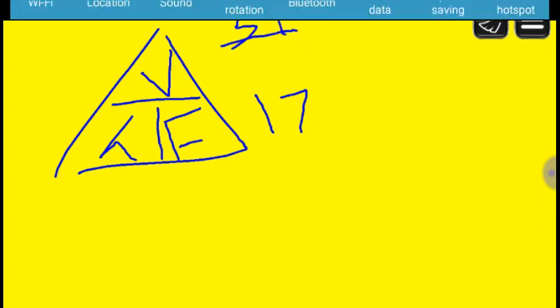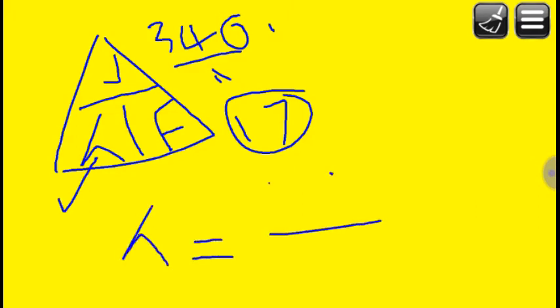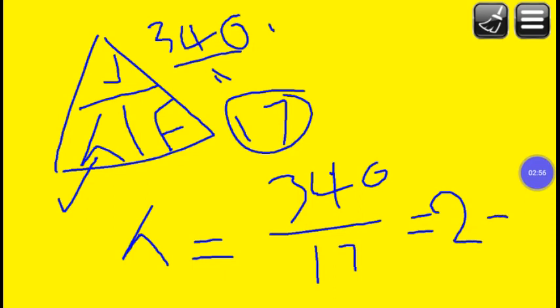If you know that the frequency equals 17 and the velocity equals 340 divided by 1, you want to calculate the wavelength. Okay, so the wavelength equals 340 divided by 17, which equals 20 meters for the wavelength.